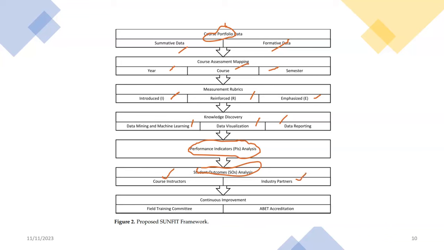Similarly, we then do continuous improvement, because the purpose of the accreditation body is continuous improvement. ABET is always looking for improvement in every cycle of the cohort, along with some recommendations for the field training committee as well. So this is the framework which we were about to achieve.